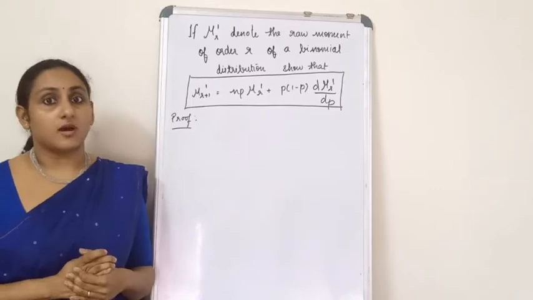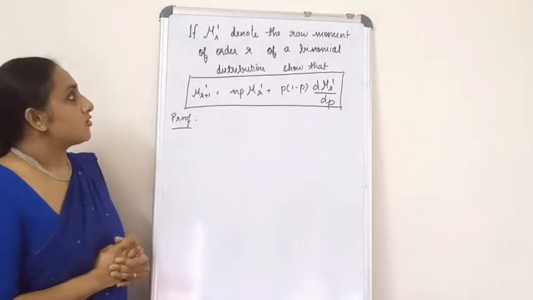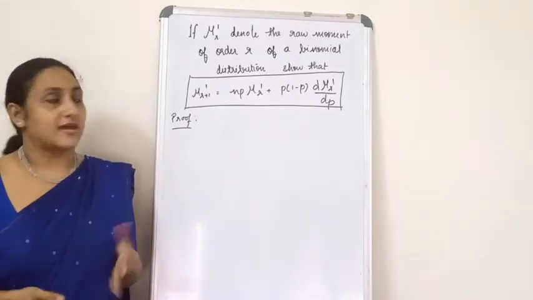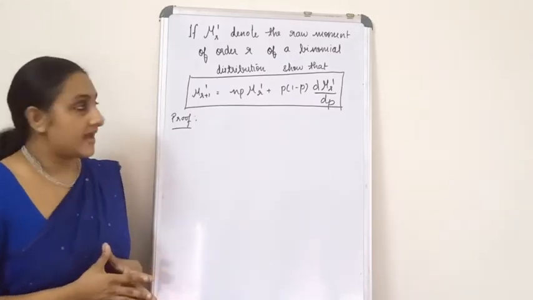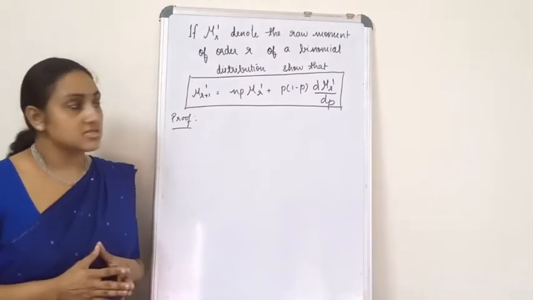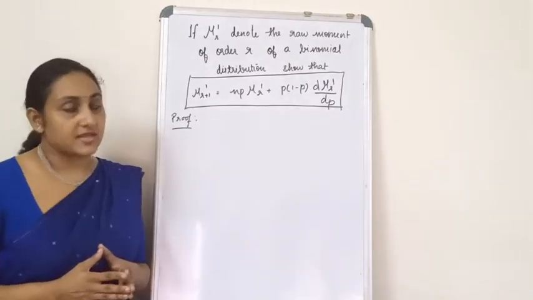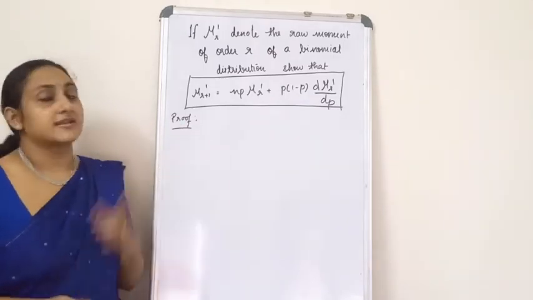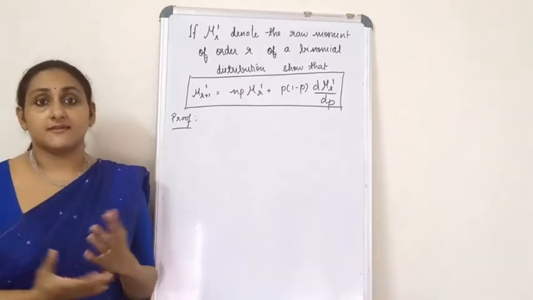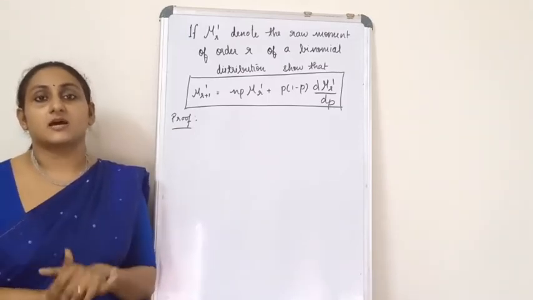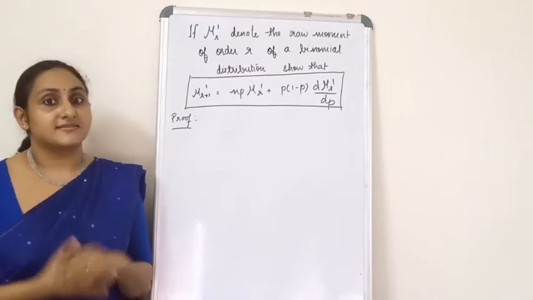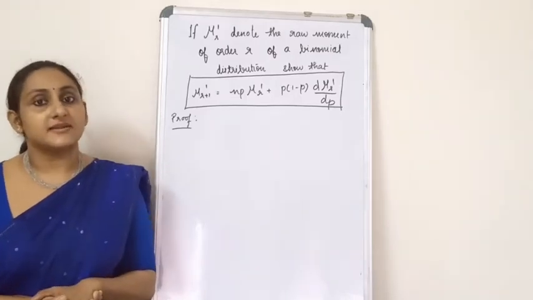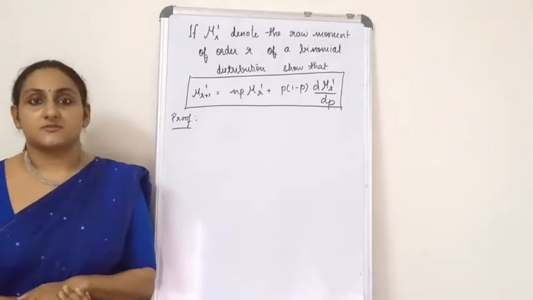Now let's prove a result. If mu r dash denotes the raw moment of order r of a binomial distribution, you have to show that mu r plus 1 dash is equal to np mu r dash plus p into 1 minus p, dou mu r dash divided by dp. Now this result can be shown in the same method that we used to arrive at our recurrence relationship between the central moments of the binomial distribution, or the Romanovsky formula. So the same method will be adopted in this result.